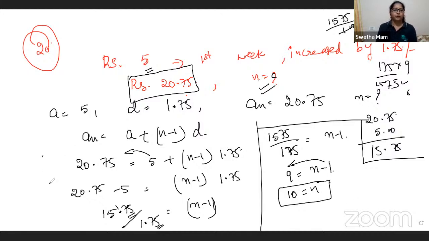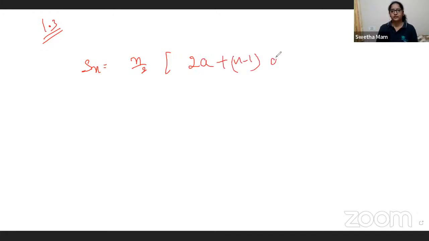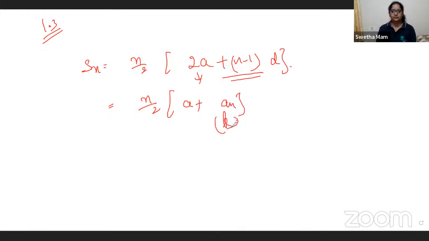So next you will have problems on sum of the terms. Exercise 1.3. What is the formula? Sn is equal to n by 2 into 2a plus n minus 1 into d. And we have one more formula. I told you, 2a, split it as a plus n minus 1 into d. You can write either a, n or l.